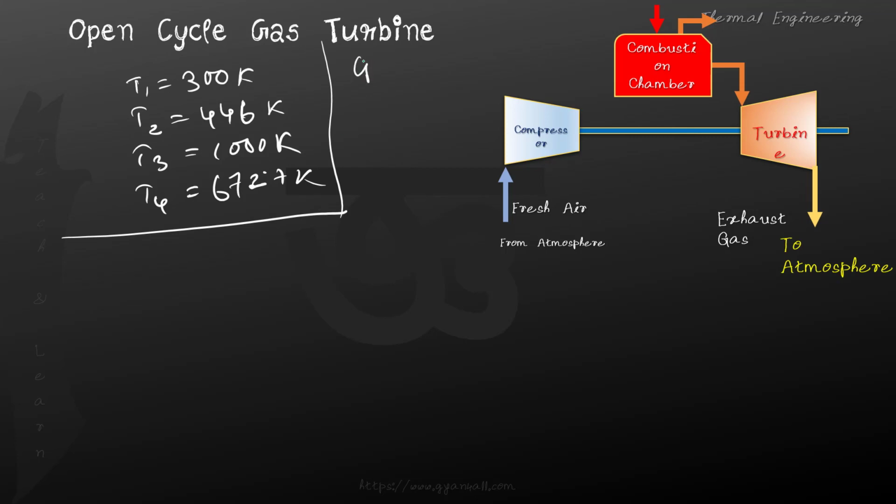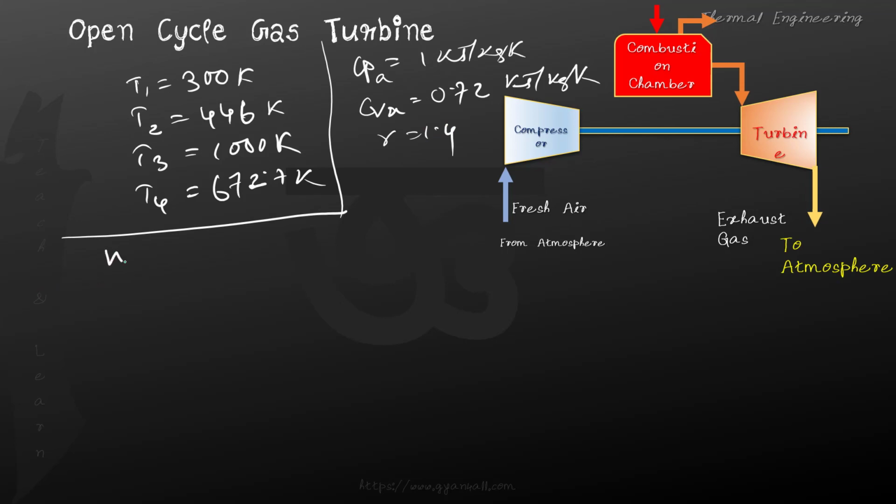Cp equal to 1 kilojoule per kg per Kelvin. That value you should know, the value for air. And Cv is equal to 0.72 kilojoule per kg per Kelvin, and gamma we already did. Now you can find out anything.